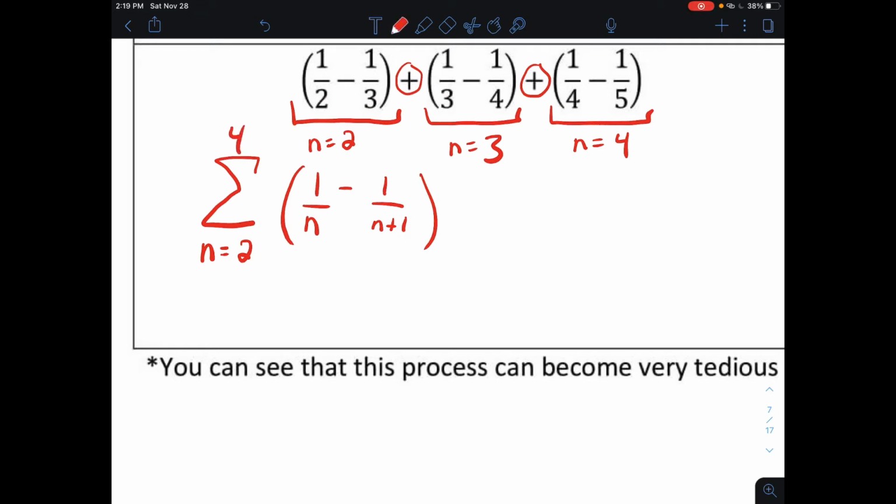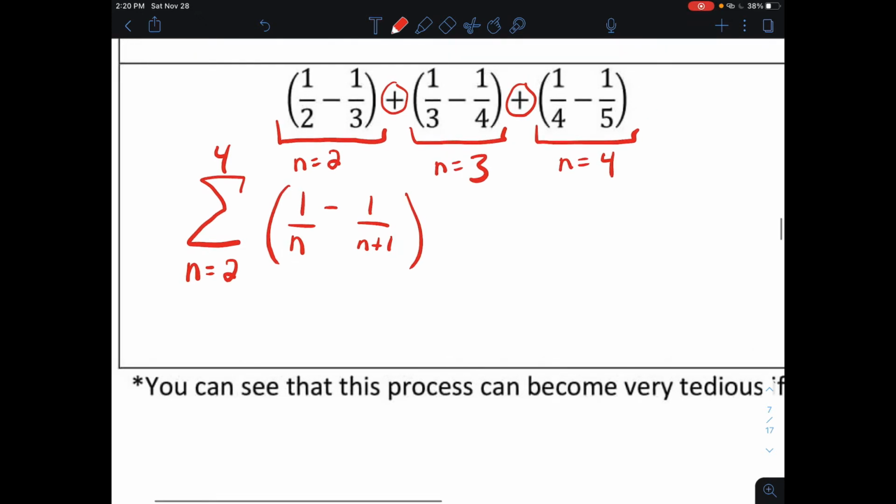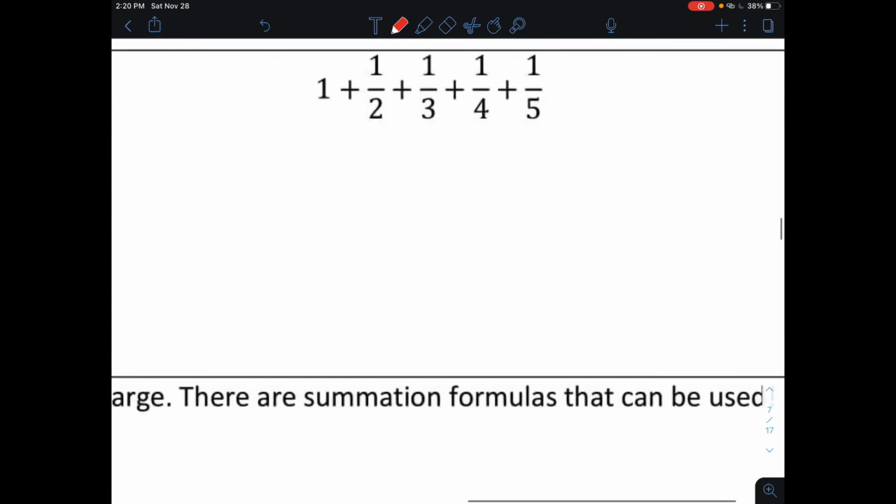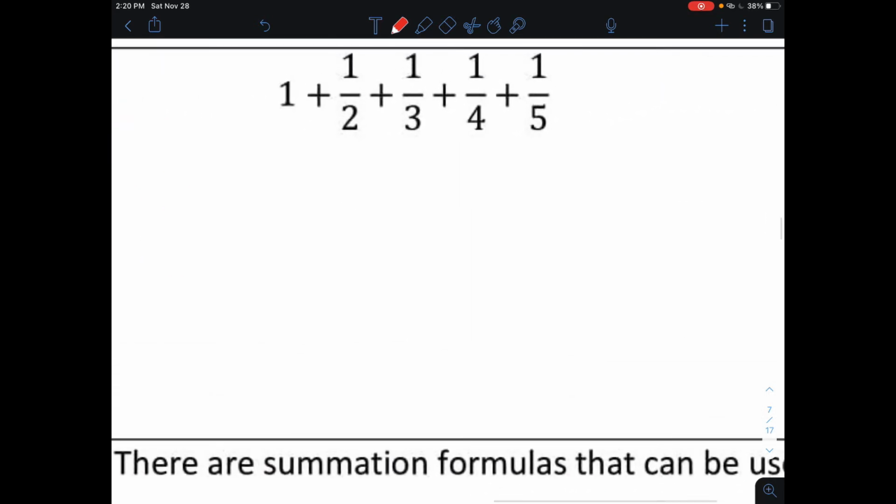There is a way of writing the series using sigma, and you don't have to start at 2 or at a certain number always. I don't always have to start at 1 or 0. I can pick whatever's easiest for us in terms of writing our summation formulas. Now let's look at one more.